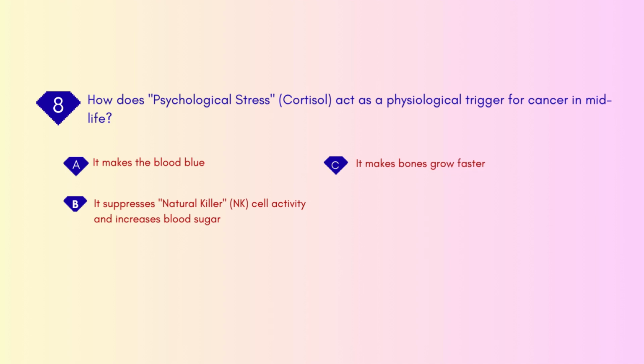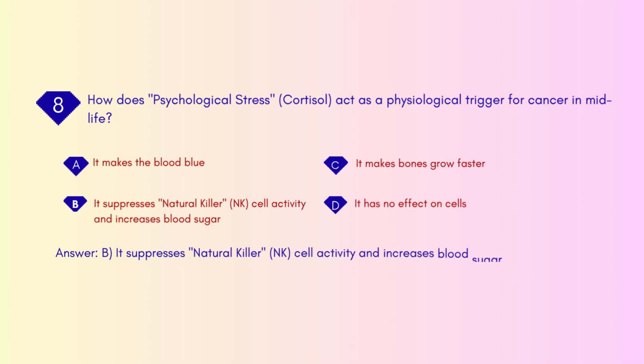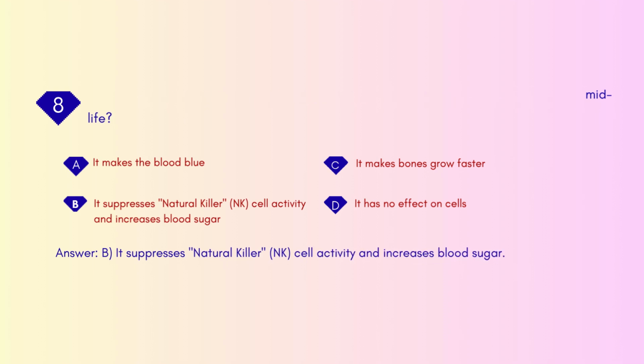C. It makes bones grow faster. D. It has no effect on cells. Answer: B. It suppresses natural killer, NK, cell activity and increases blood sugar.